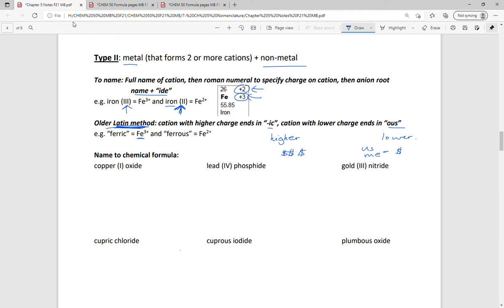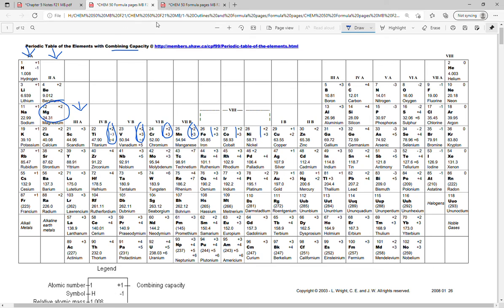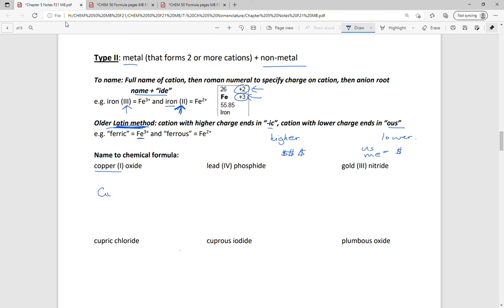So naming these chemical formulas, let's go this way. So we have copper 1. That means that copper, if I look at the periodic table, could have a +1 or a +2 charge. But this has specified with the Roman numeral that I'm using the +1 charge. And oxide means oxygen is my anion. And so combining these ones, I would have to have 2 copper atoms for each oxygen atom. And so copper 1 oxide would look like that as the formula.